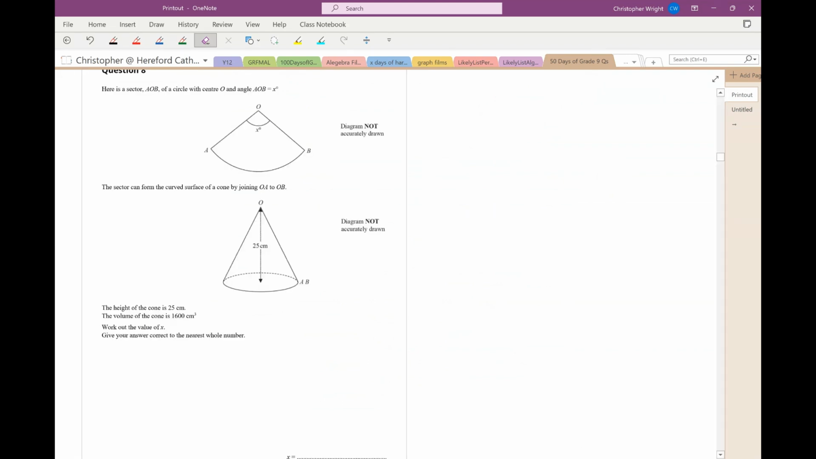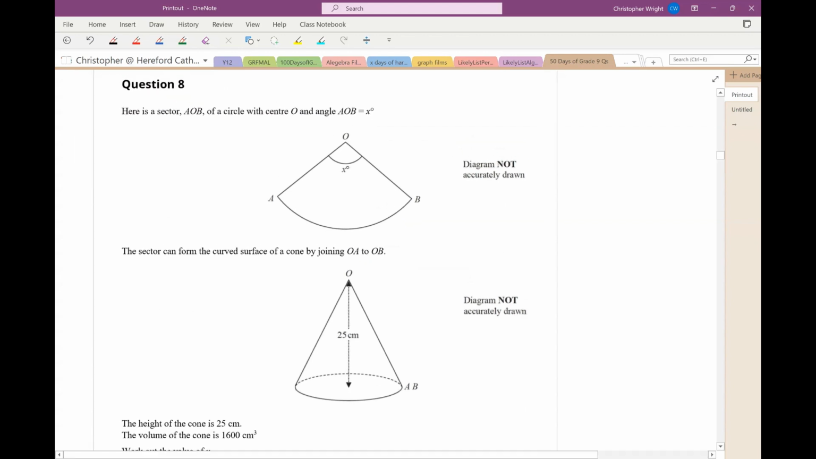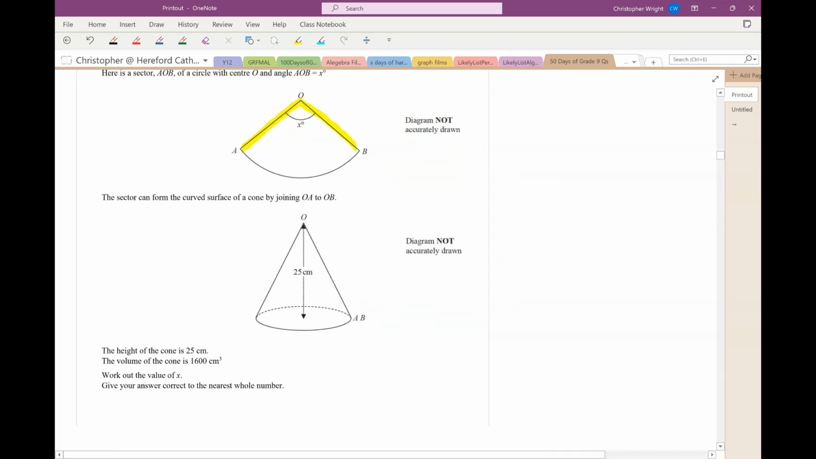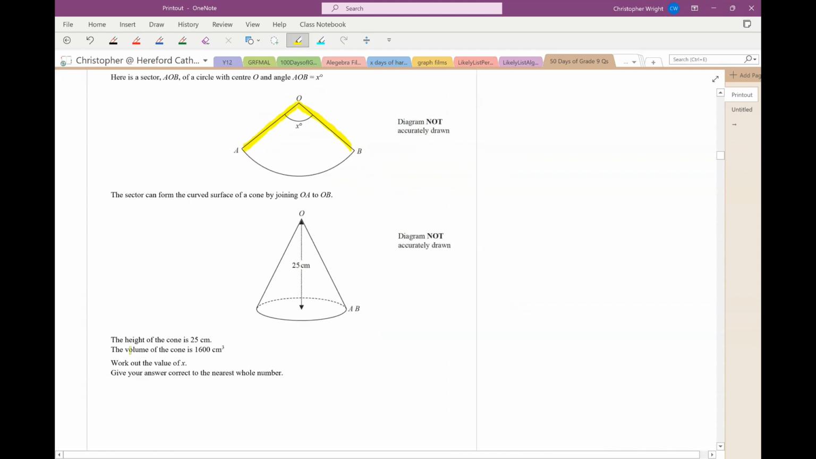Question 8. I've got the sector of a circle, OAB, and O is the centre of the circle, and that's an angle of x at the top there. And this sector is curved around so that OA meets OB, and it forms the curved surface of a cone. I'm told the height of the cone, and I'm also told the volume of the cone. Work out the value of x.